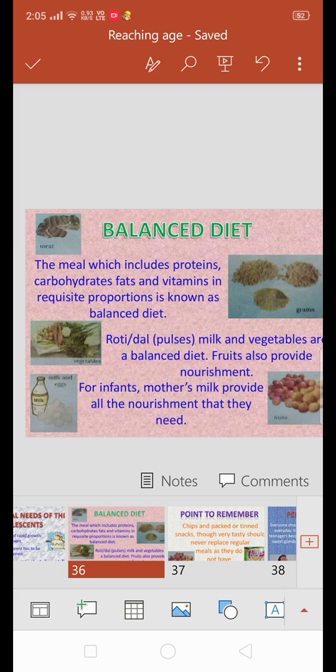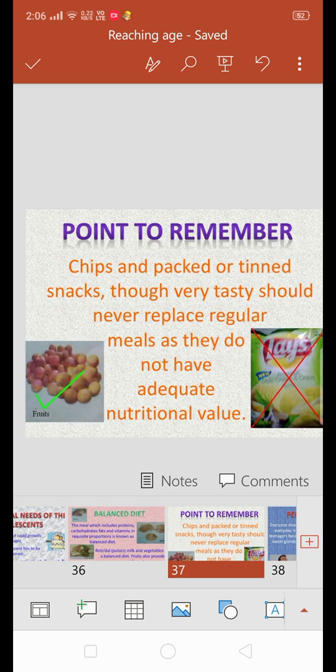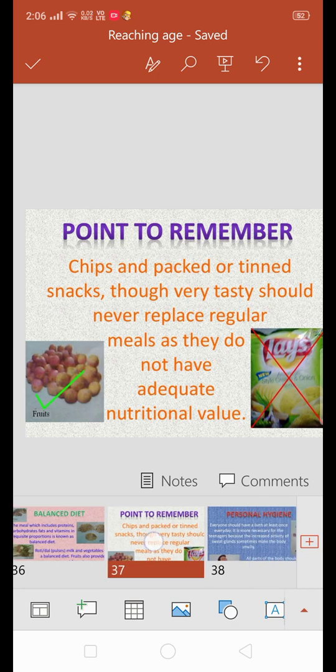And for infants, mother's milk provides all the nutrition that they need. It is important to remember that chips packets cannot take the place of a meal because their nutritional value is very low.